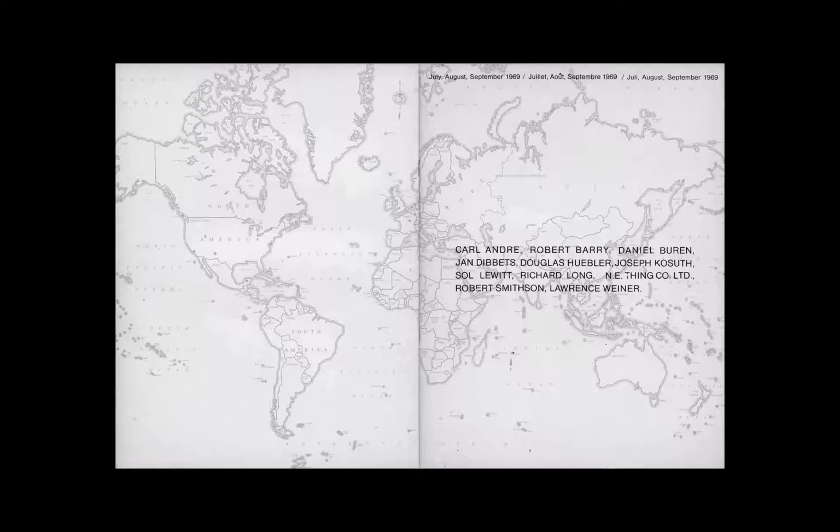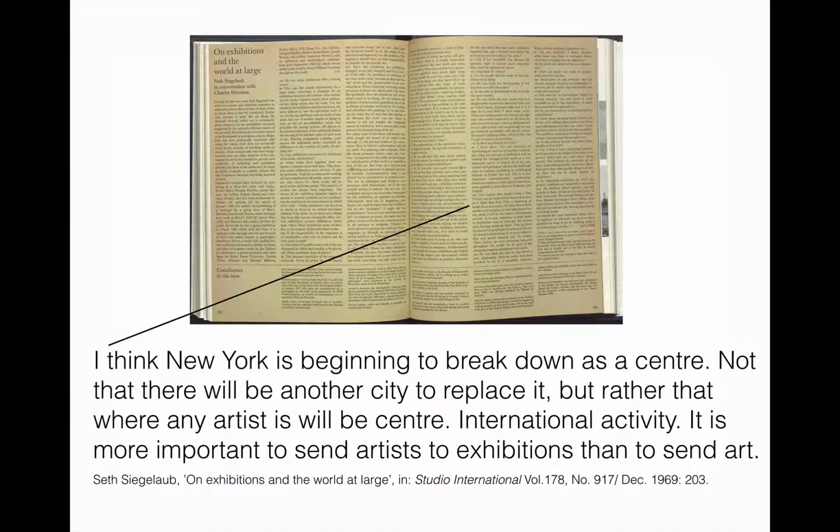Siegelaub was at the time very invested in the idea to decentralize the art world. In an interview titled "On Exhibitions and the World at Large" that appeared in the British art magazine Studio International in the same year as the show, he wrote, "I think New York is beginning to break down as a center, not that there will be another city to replace it, but rather that where any artist is will be the center. International activity. It is more important to send artists to exhibitions than to send art."